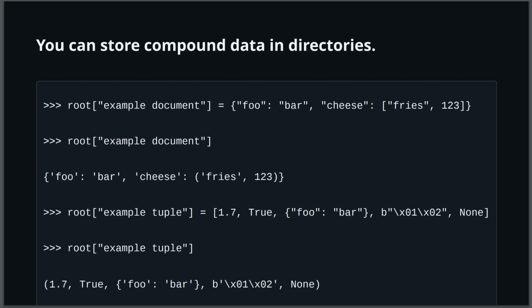In addition to simple string values, you can store more complex objects. Here I'm storing something that is a dictionary itself, kind of like what you would see in a document store. You can also store tuples, which are essentially passed in as lists or Python tuples, as well as booleans, binary data, and none values.